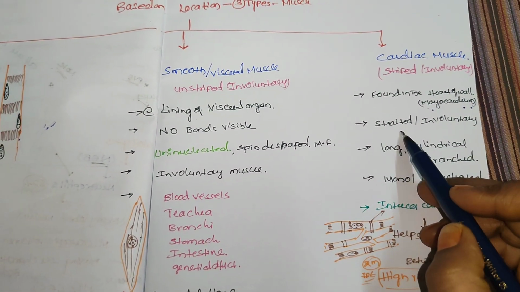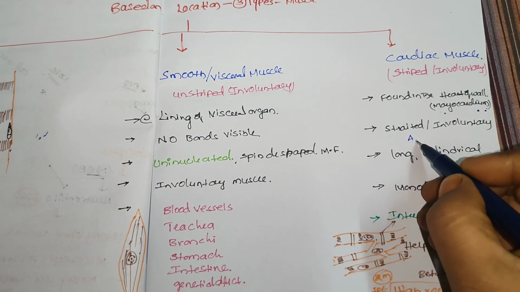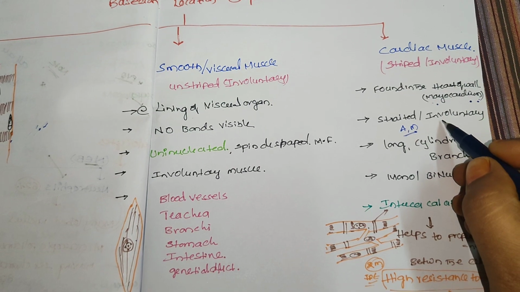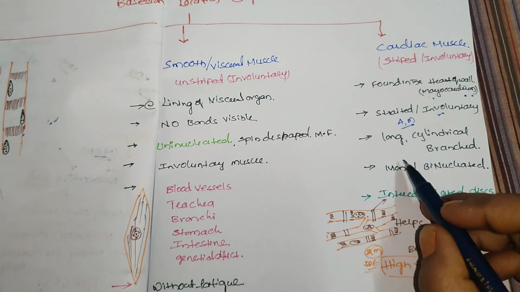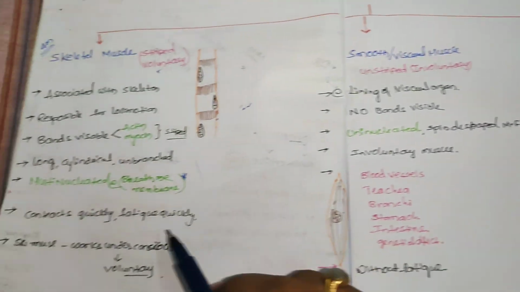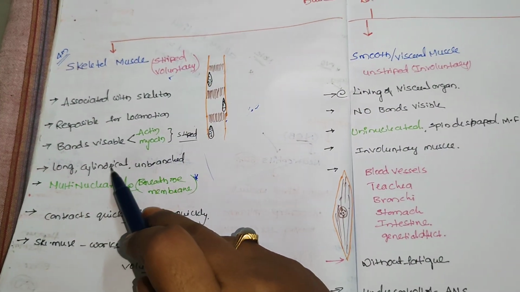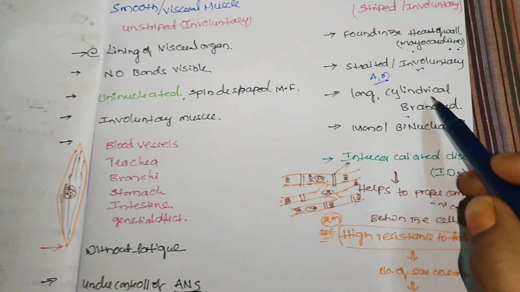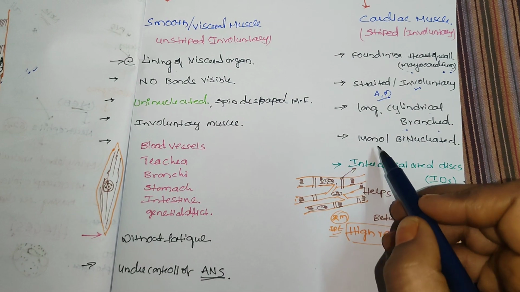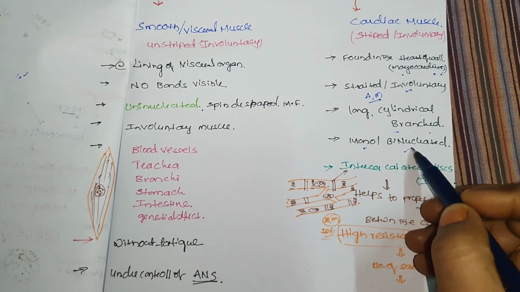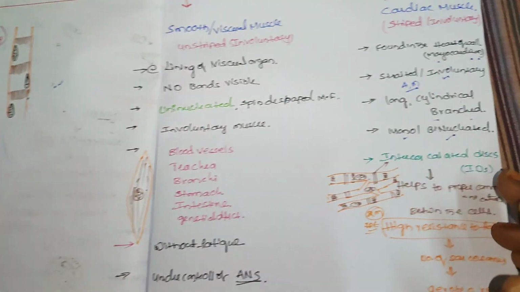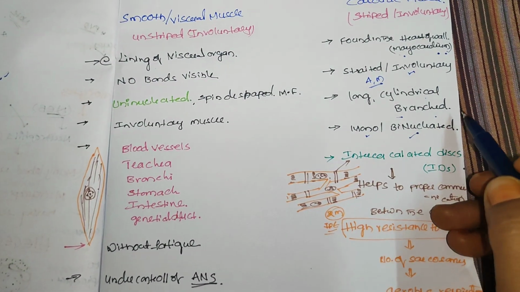It is striated, meaning actin and myosin bands are present. This is not in our conscious control, that is why it is involuntary. It is also long and cylindrical, but here it is branched, whereas skeletal muscle is long, cylindrical and unbranched. Here it is mononucleate or binucleate, but in skeletal muscle it is multinucleated at the periphery. Here only mono- or binucleated.